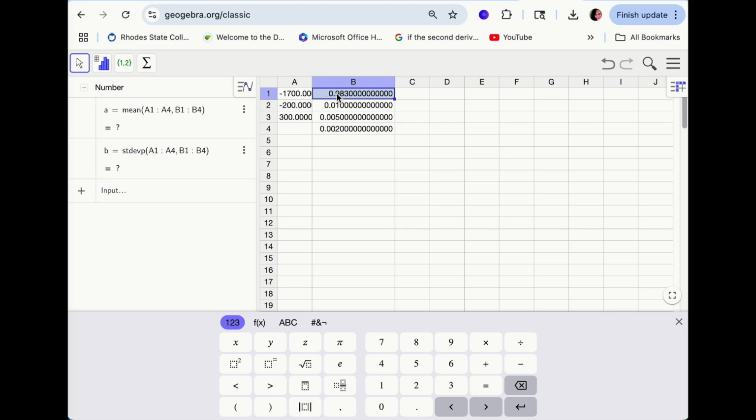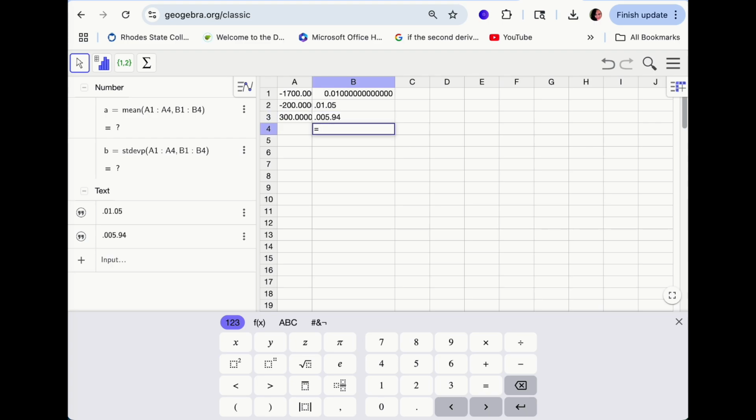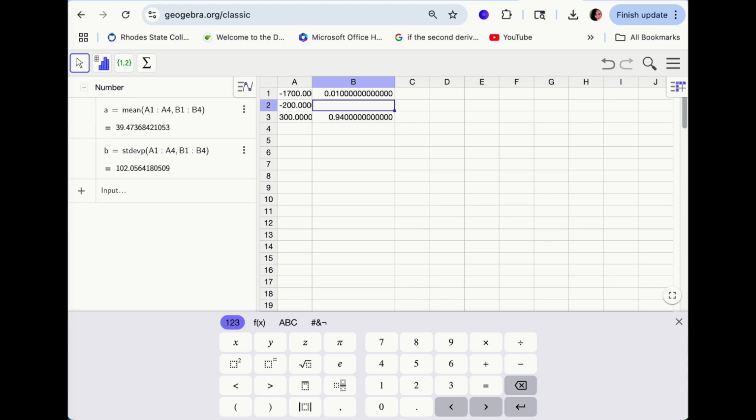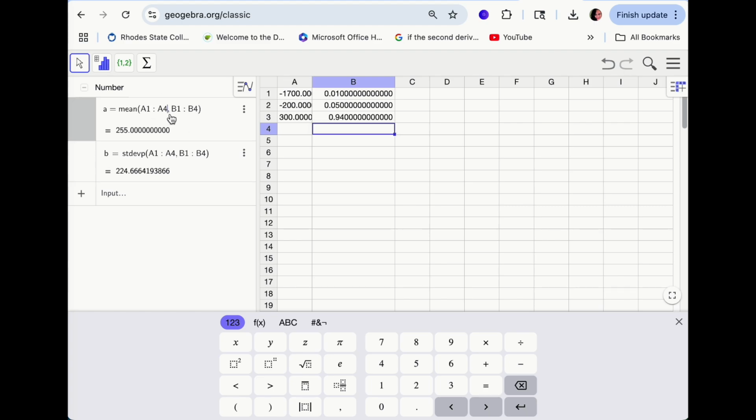For column B, I'm going to put in 0.01, 0.05, and then 0.94. And I'm going to delete that last one because we only have 3. All right, now that we got the values in there, since I already have the commands up here, I can just change this 4 to a 3 since we're only going to A3 and B3.